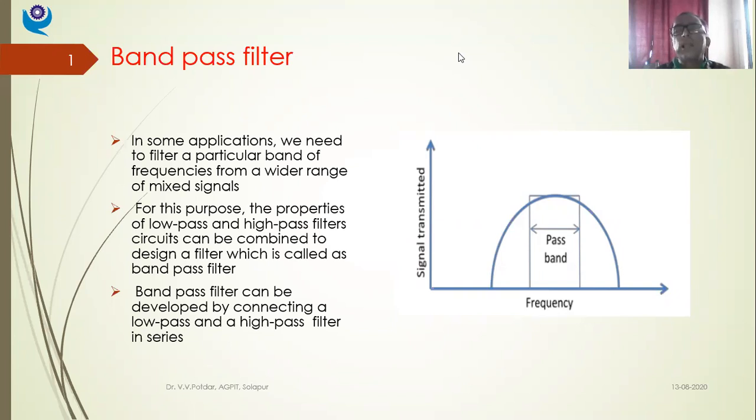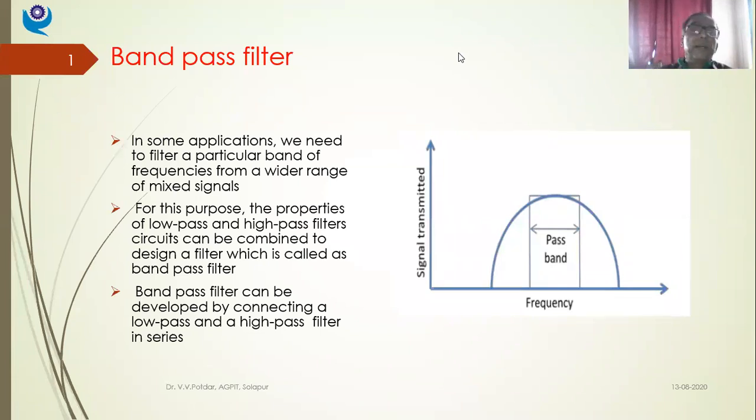Just an overview we'll have of these two filters, and then we'll go in for some of the conversion circuits. So these conversion circuits are also signal conditioning devices, because the raw signal that we get from sensor transducer needs to be modified as per the requirements of controller and actuator.